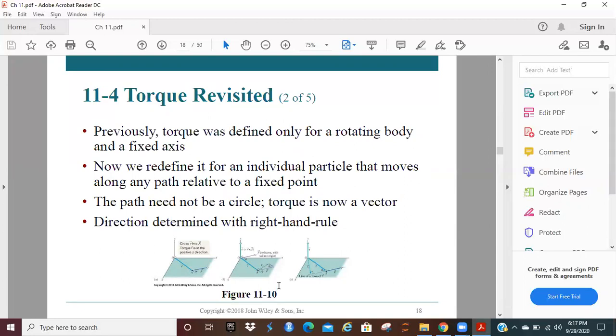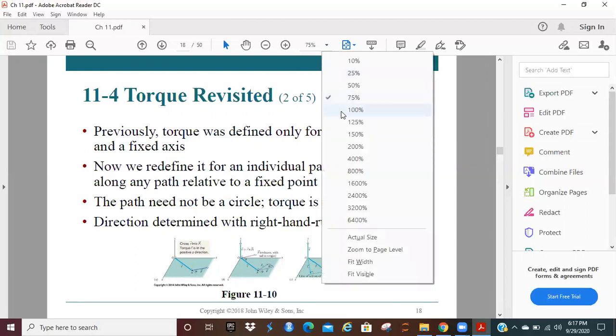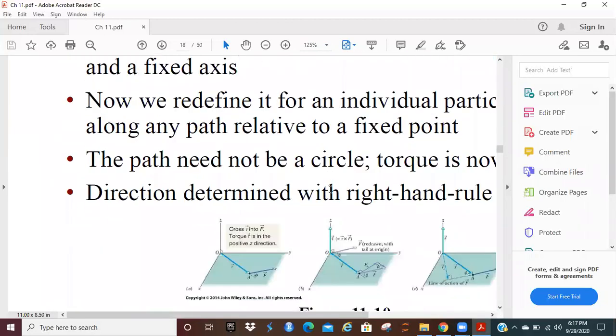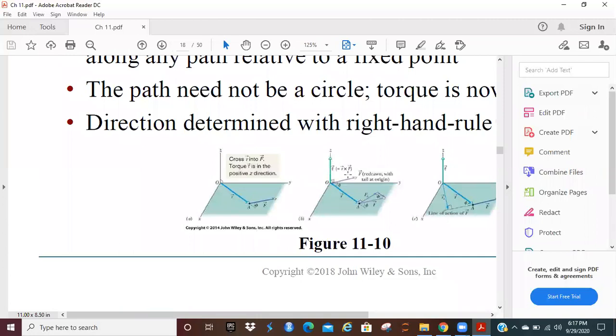If you're not familiar with the right-hand rule, there are several places out there for you to go and look for it. Basically, you're going to be crossing vectors. And if I zoom in here, as you are crossing certain vectors, torque is going to be the radius cross force.